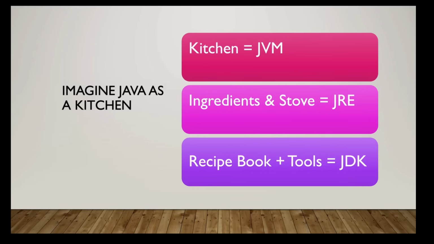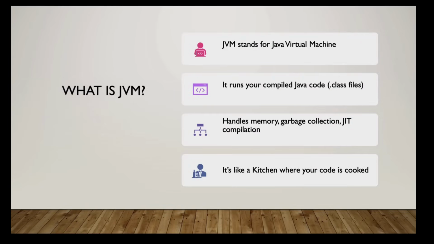And the last thing is JDK. We can consider it as the recipe book and tools. A recipe book has all the things predefined for you, which you can follow to cook your food. Similarly, JDK has all the tools and libraries available for you that you can use to write your code and build the Java application. So if we understand it like this, without JDK, JRE is of no use, and without JRE, JVM will not be able to execute anything. So let's understand them one by one.